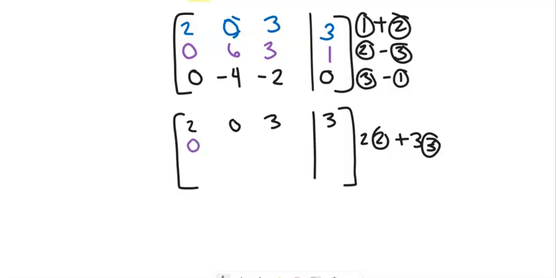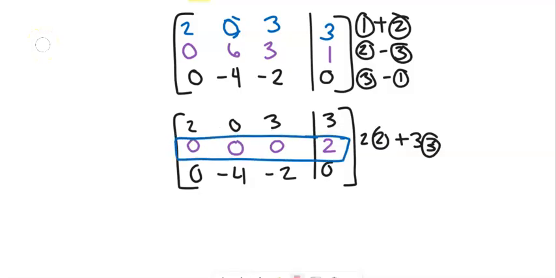2 times 6 is 12, plus 3 times negative 4 is negative 12, so that's going to be a 0. 3 times 2 is 6, plus 3 times negative 2 is negative 6, that's also going to be a 0. And then I also am going to have 1 times 2 plus 3 times 0, that's going to give me a 2. Now, I'm just going to write in this last line unchanged.